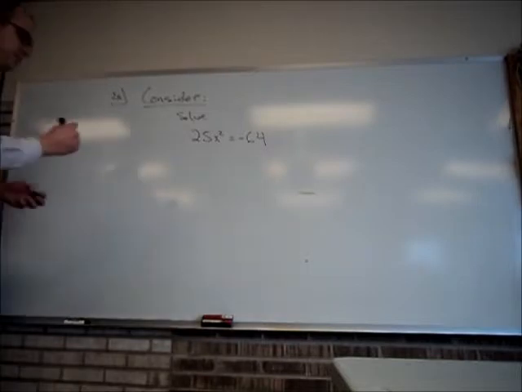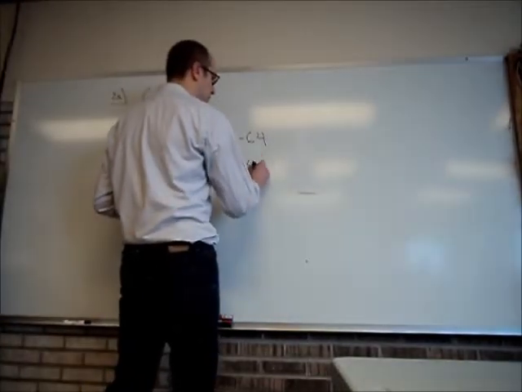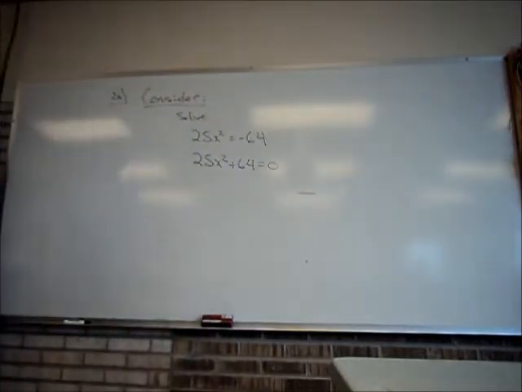Add 64. Seems like this guy might factor. We'll take a look. Okay. GCF, anything divides to a 25 and a 64. Now, not a trinomial, right? Difference of squares.